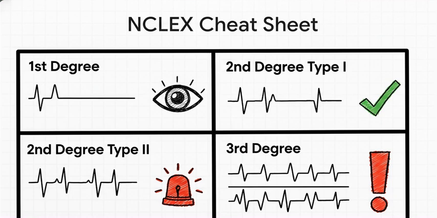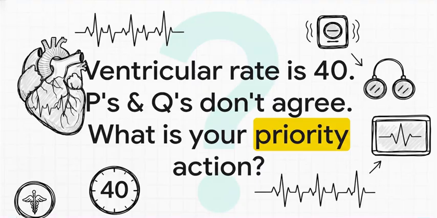Usually okay. Second degree, type 2, Mobitz II. PR is constant, then drops. That's dangerous. And third degree, P's and Q's don't agree at all. That's an emergency. Okay, time for a pop quiz, NCLEX style.